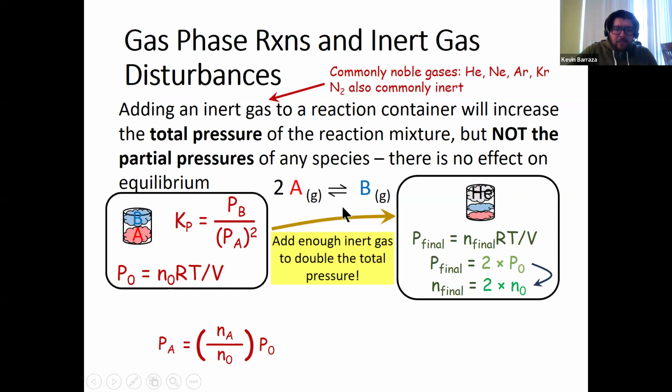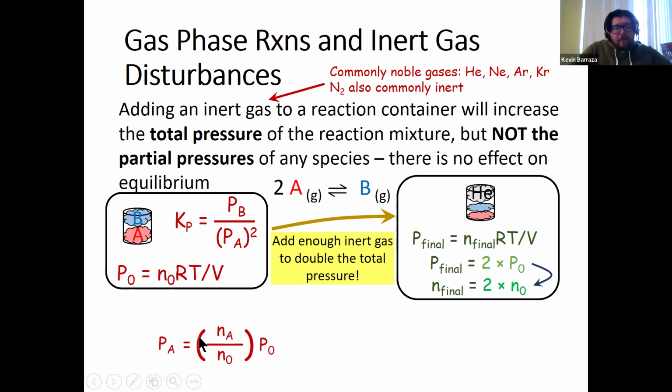So if I have this reaction, 2A makes B, then the equilibrium constant is equal to the pressure of B divided by the pressure of A squared, because there's a 2 here. With the ideal gas law, the pressure is going to be equal to nRT over V. If I add enough gas to double the pressure, we have a few things that we know. The final pressure is going to be twice the initial pressure, and the final number of moles is going to be twice the initial number of moles, because of the direct relationship between them. If I have twice as much pressure, I must have twice as many gas particles.